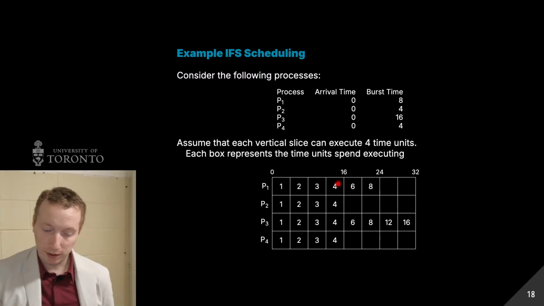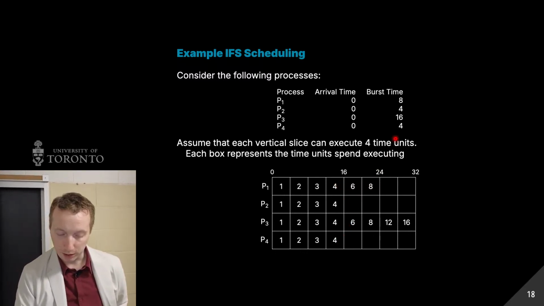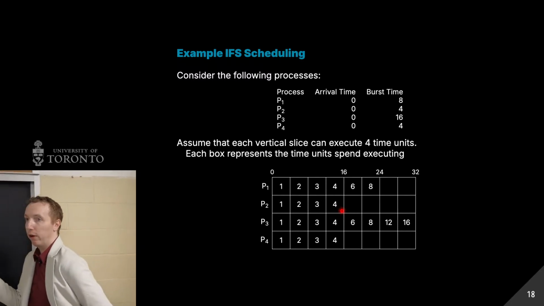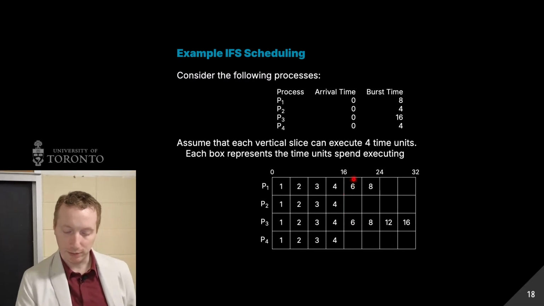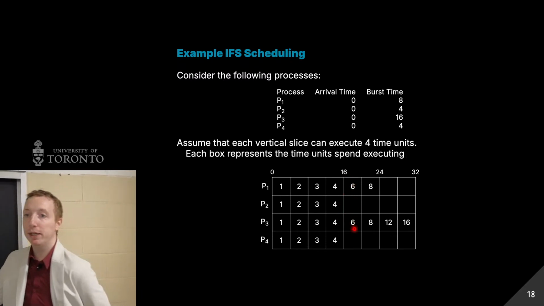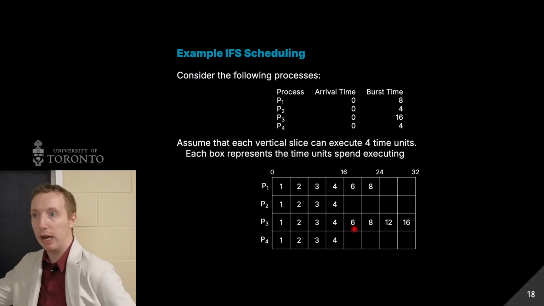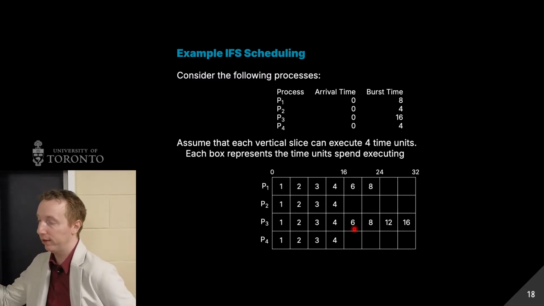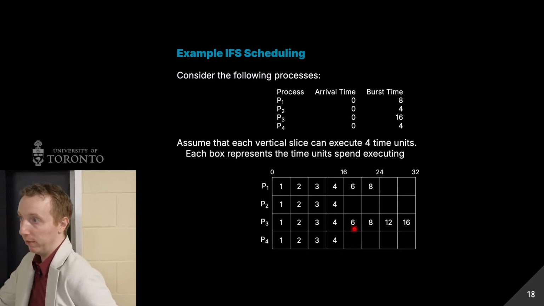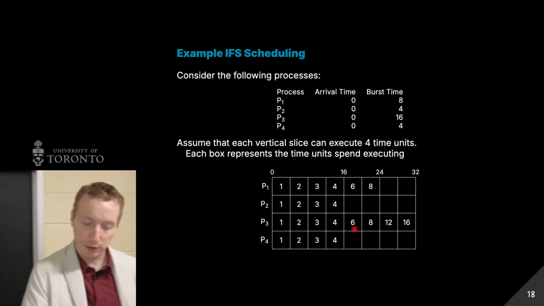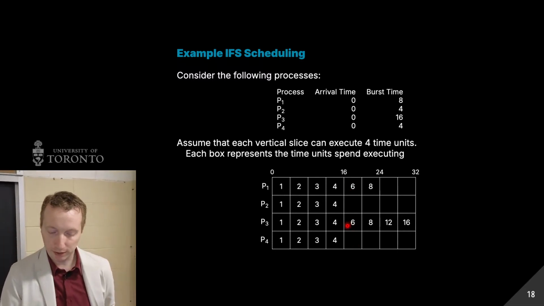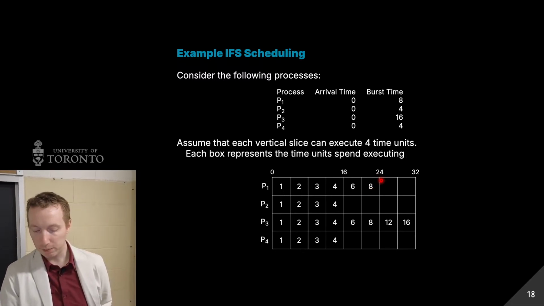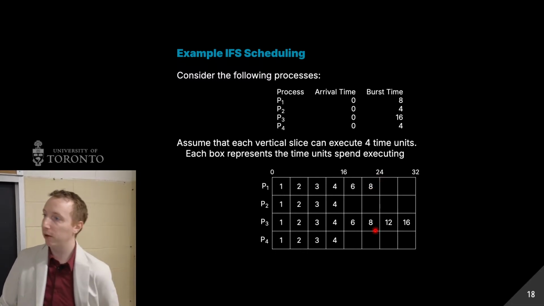Now at time 16, P2 and P4 are done because they only wanted to execute for 4 time units. So now I only have 2 processes left. My vertical time slice here is still 4 time units. If I'm being completely fair, I give each process half of the time because there are 2 processes. So 4 time units divided by the 2 processes, I give each 2 time units worth of execution time. So now in total, they both executed for 6 time units. Then at time 24, they both executed for 8 time units.